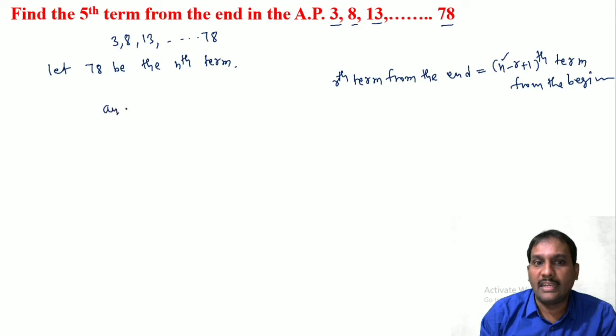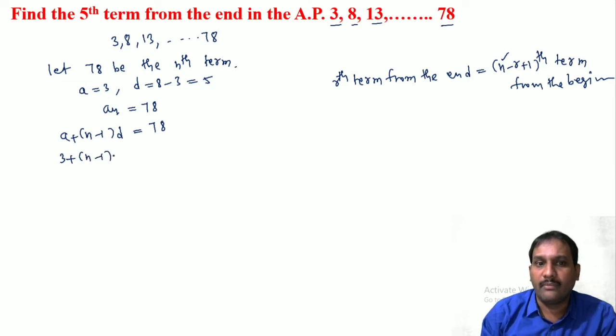So an is equal to 78. So what is a value here? 3, the first term. D is the common difference, 8 minus 3 is 5. Substitute in this: a plus n minus 1 into d is 78.